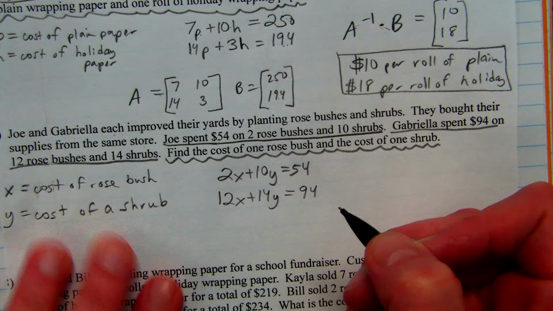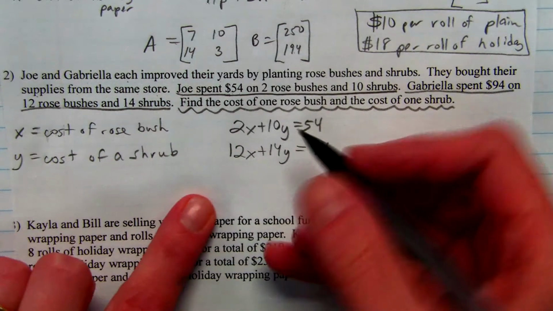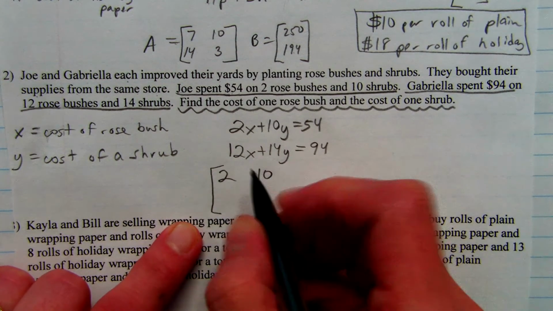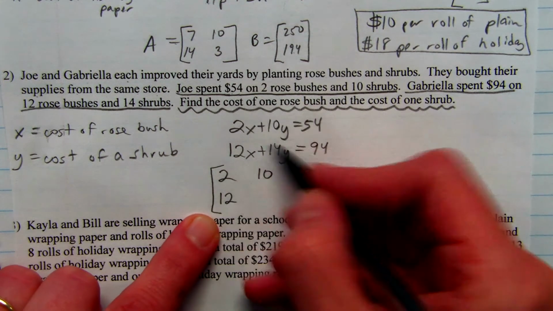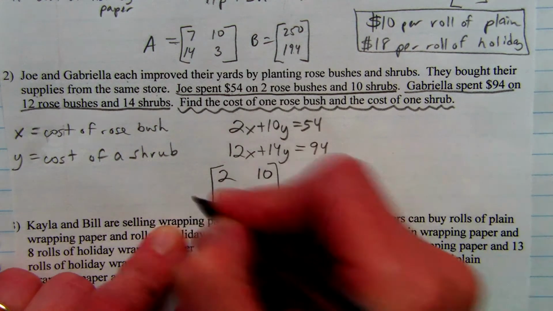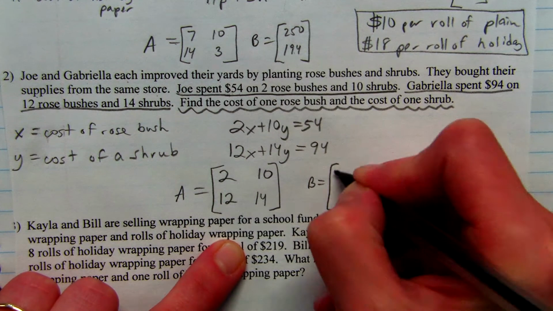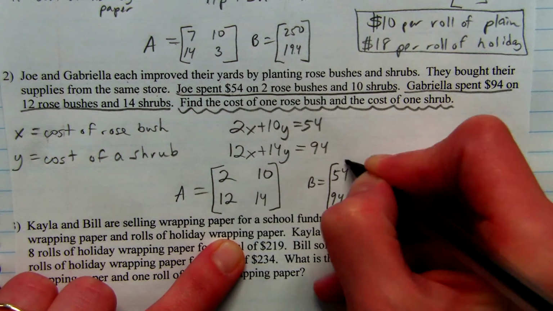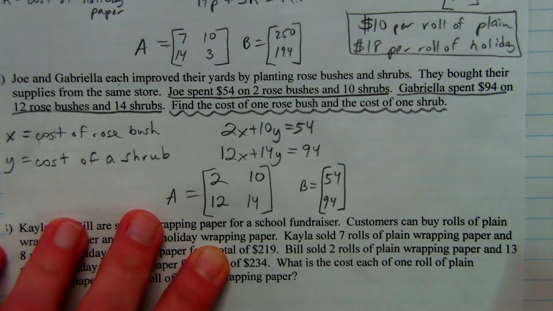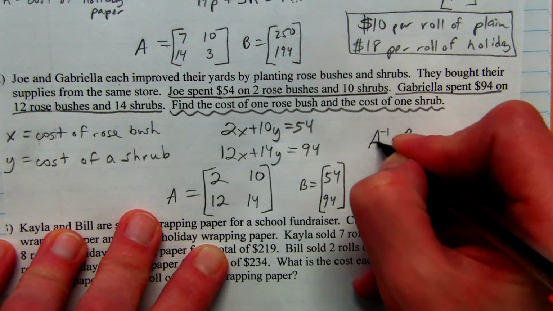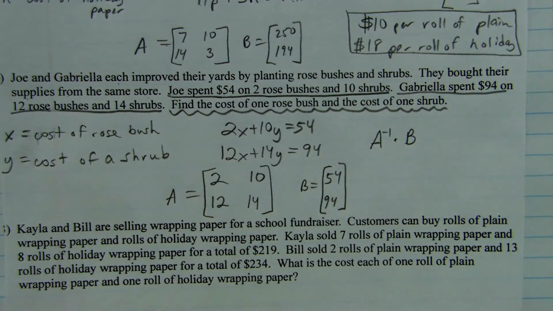So we don't have to go through the whole process of setting up the matrix equation because we proved how we can rearrange those. So we're just going to take these coefficients and make matrix A. We'll make matrix B from 54 and 94. And then to get the answers, we need to do A inverse times B. Be careful and don't do B times A inverse because it won't work.